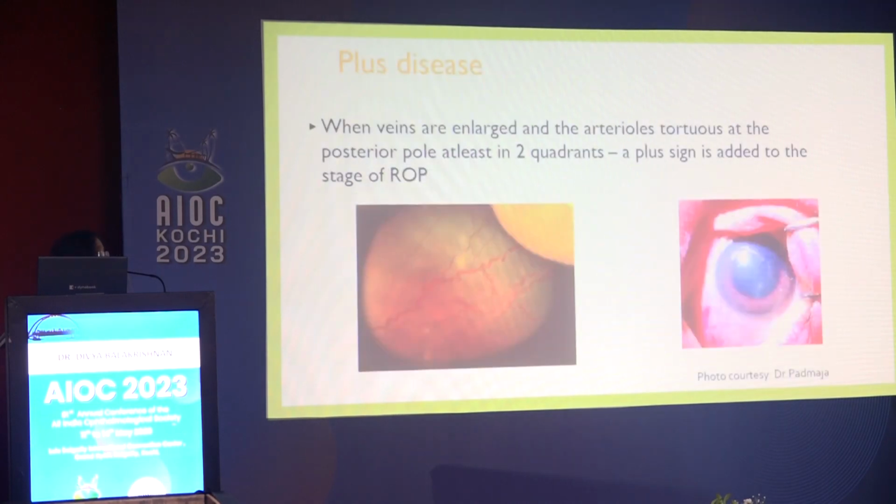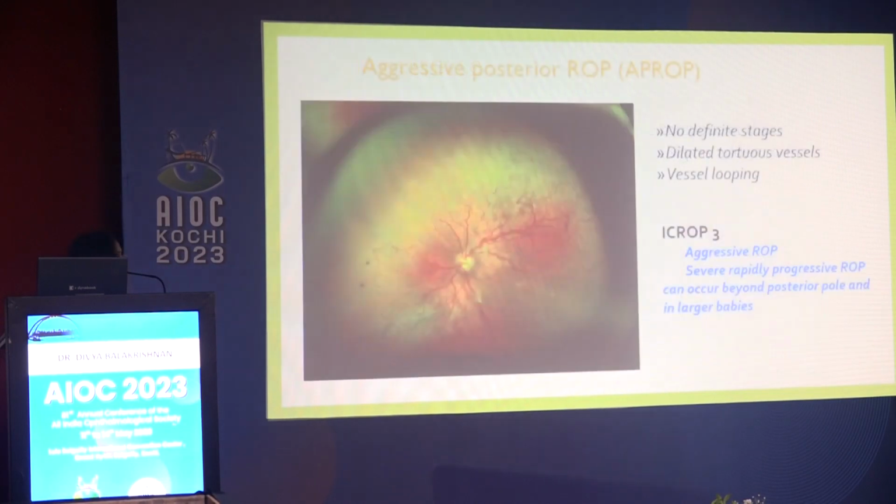And one very important thing which you should look for is plus disease, which as I mentioned, is the iris neovascularization. In the posterior pole, look for vessel dilatation like this. So if these are there, then that is the plus disease.